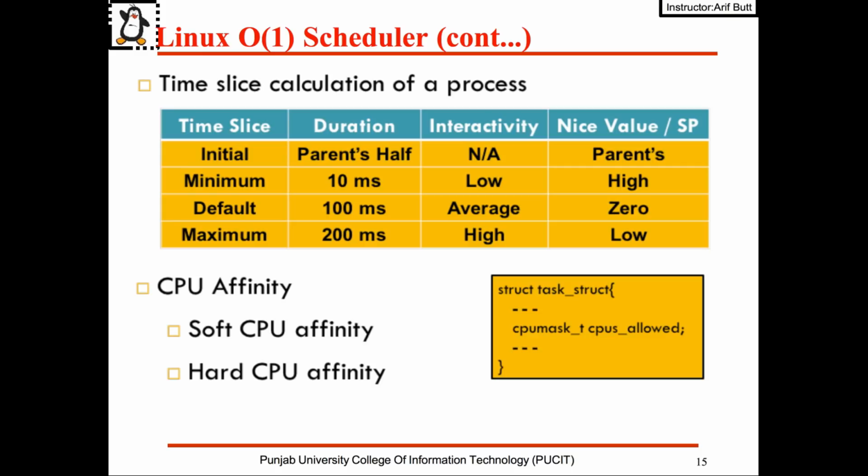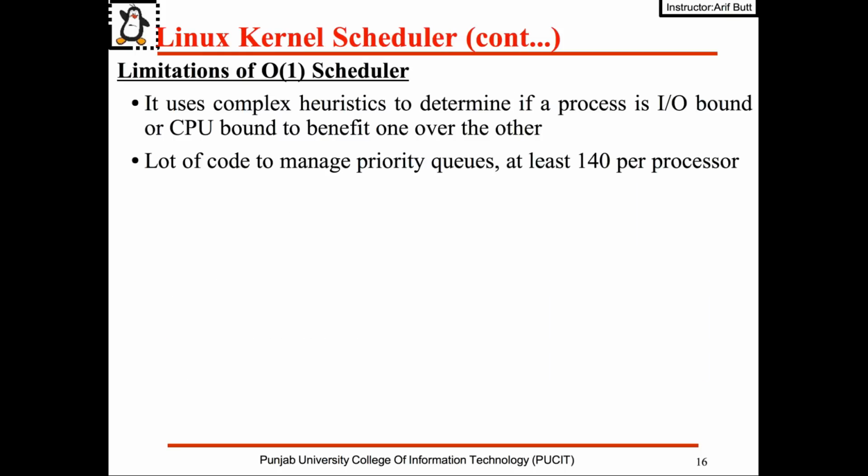I think the working of the big O of 1 scheduler is quite clear. Let's talk about its limitations. The first is that it uses a complex heuristic to determine if a process is I/O bound or CPU bound to benefit one over the other. And secondly, a lot of code is there to manage the priority queues, at least 140 per processor.